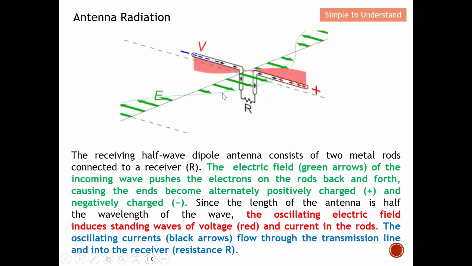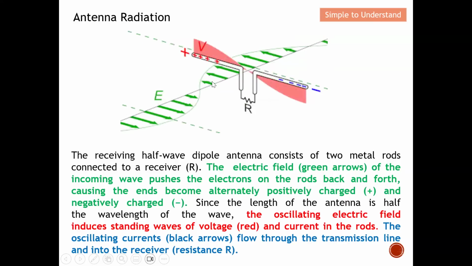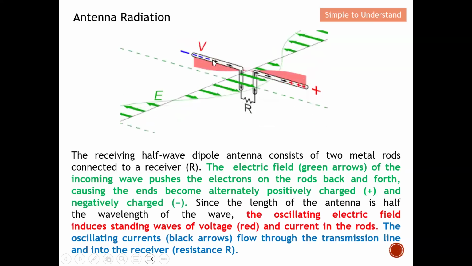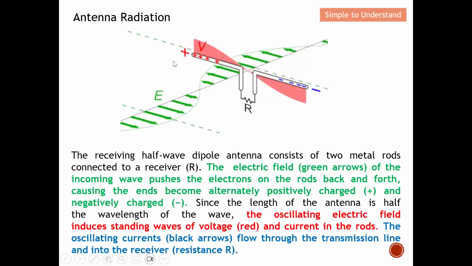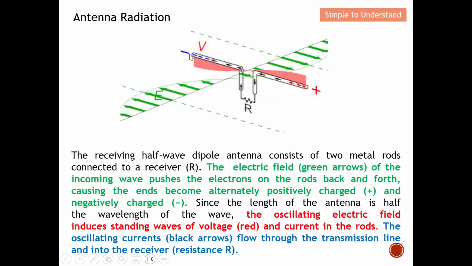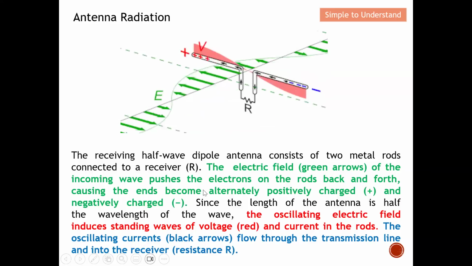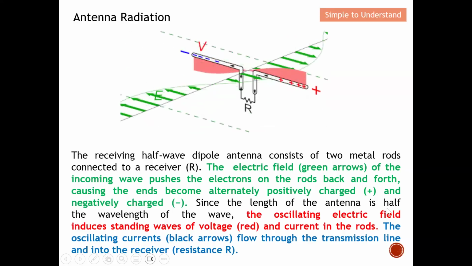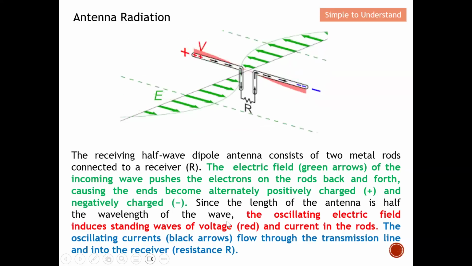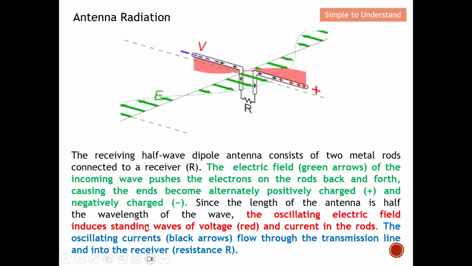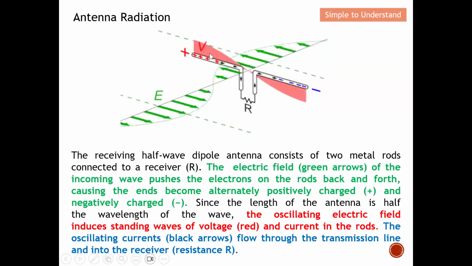Because of the changing electric field, the current also flows in different directions. This changes the edge, either positive or negative, which is described in green. Since the length of the antenna is half the wavelength of the wave, the oscillating electric field induces a standing wave of voltage, which is red in color.